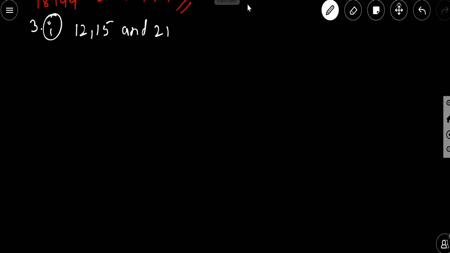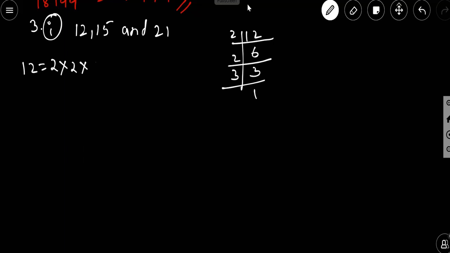So we'll find the factorization of each number. So 12 is easily divisible: 2 sixes are 12, again 2 threes are 6, and 3 is a prime number, so 3 ones are 3. So first I will write down for 12. 12 is 2 into 2 into 3. This could also be written as 2 to the power of 2 into 3.